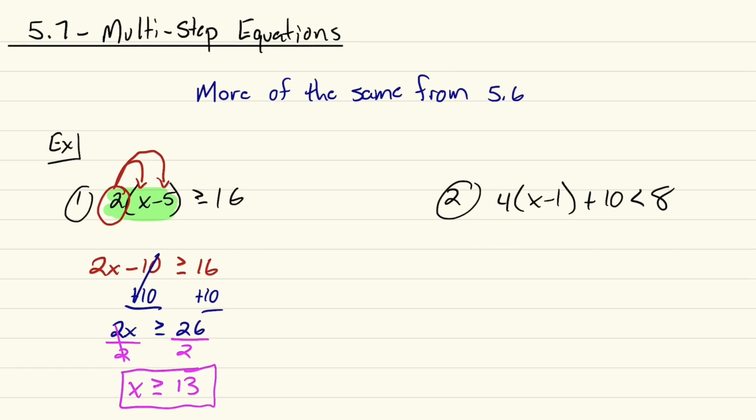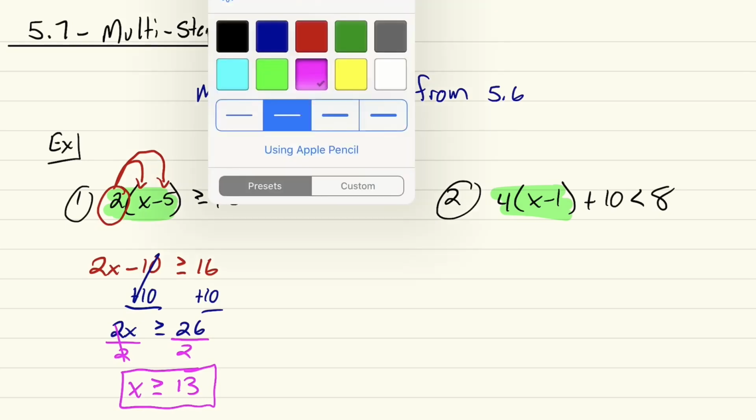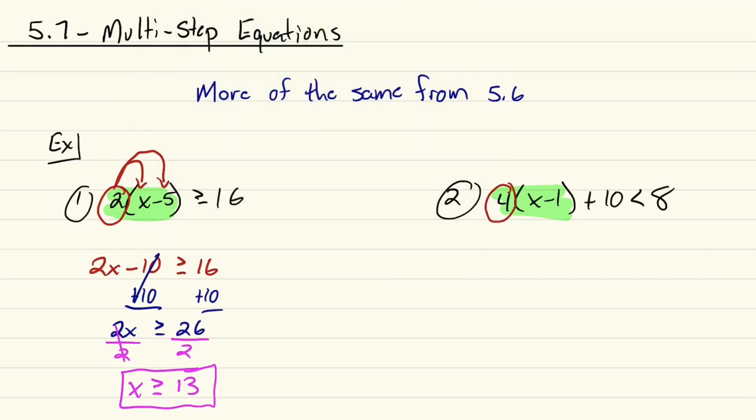So that's our general process, and we're just going to repeat that over and over and over again every time we have these problems. So number 2, we have 4, and then in parentheses, x minus 1 plus 10 is less than 8. So again, when we start out, I see that we have some distributive property that we can take care of. We want to get rid of those parentheses. So when we do that, we're going to take our number that's on the outside. We're going to multiply it by each term that's on the inside. 4 times x is 4x. 4 times negative 1 is negative 4. And then we rewrite everything else.